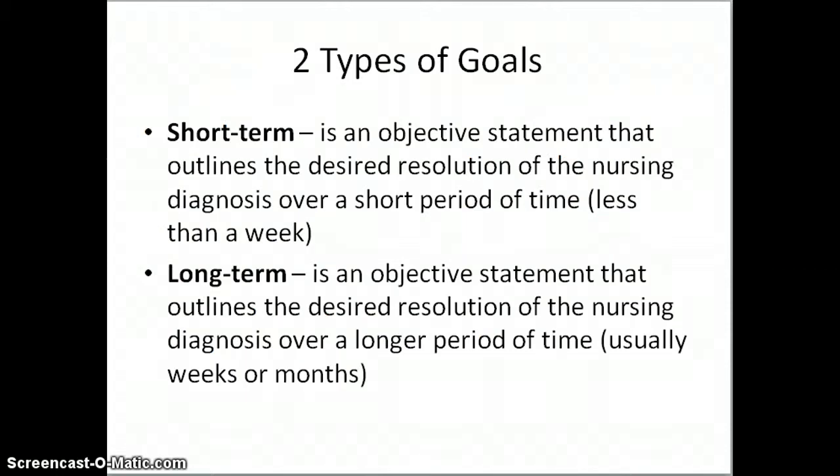So again, we have 2 types of goals. One is short-term. It's what we want to be able to help that patient achieve in less than a week. Most of the time in clinical, you will write a short-term goal because you are only there for 2 days. A long-term goal is usually weeks or months down the road, and maybe for a patient that's had a stroke, a short-term goal is that they will be able to pivot and stand with the help of a walker by the end of the week. And a long-term goal would be that they're able to walk down to the end of the hall and back to their room by the time, 2 weeks.